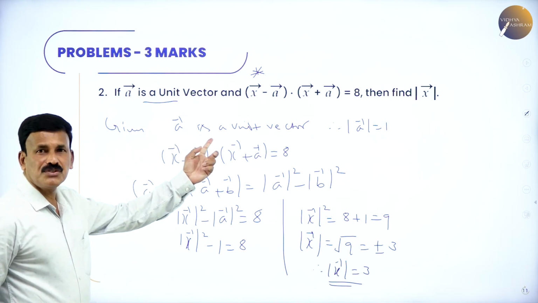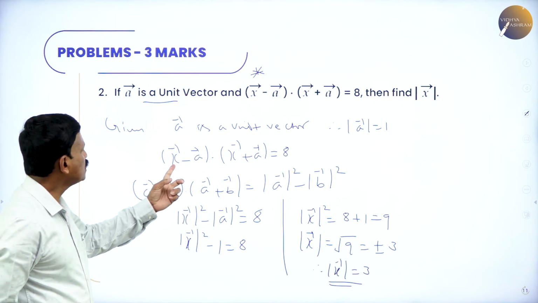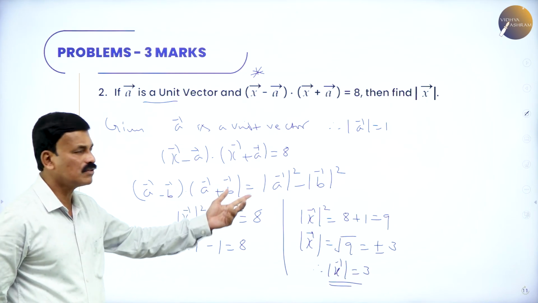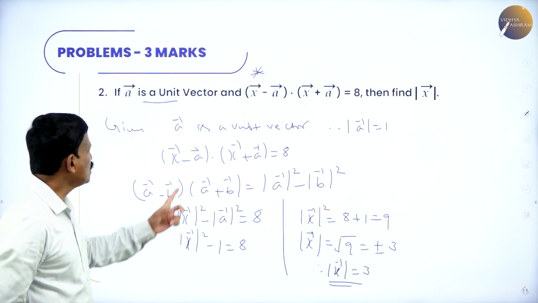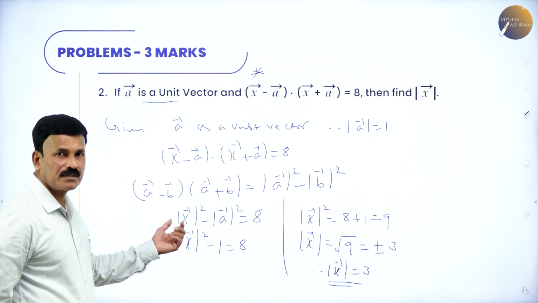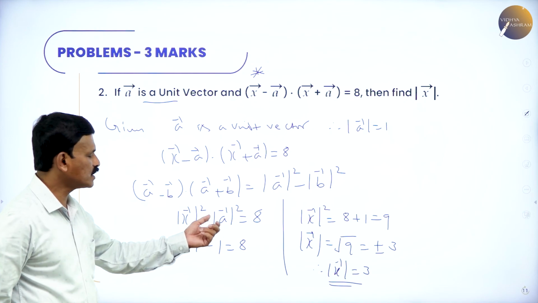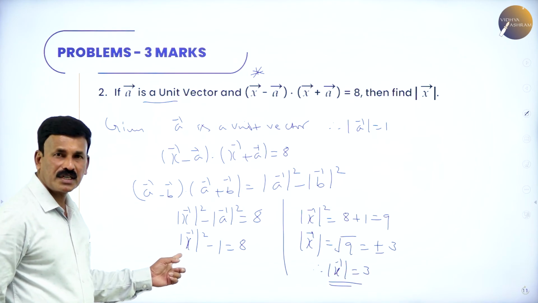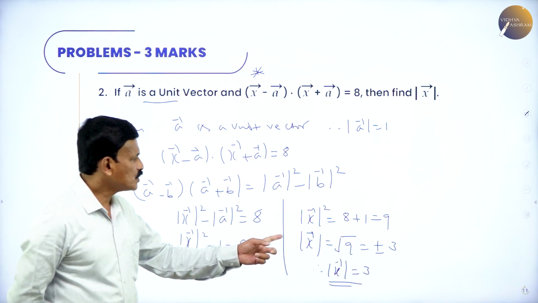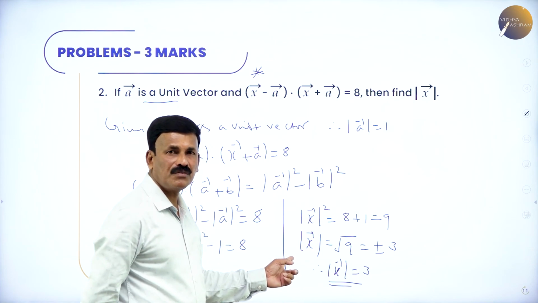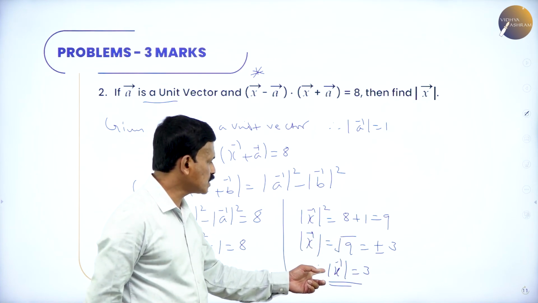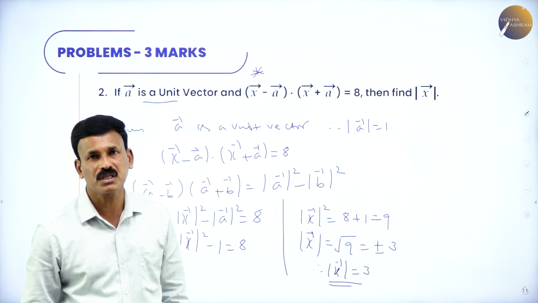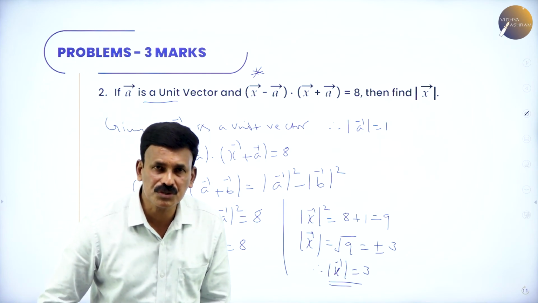See here, given a is a unit vector, therefore the magnitude of a is equal to 1. x minus a dot x plus a, since we know this, a minus b dot a plus b is also equal to length of a whole square minus length of b whole square. So length of x square minus length of vector a square is equal to 8. Since a is a unit vector, this is 1. So length of vector x square is equal to 8 plus 1 is 9. Magnitude of vector x is equal to square root of 9, plus or minus 3, since length is always positive, therefore the magnitude of vector x is equal to 3.